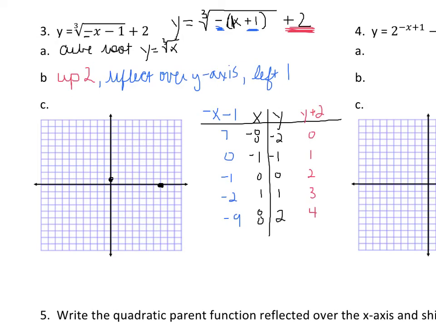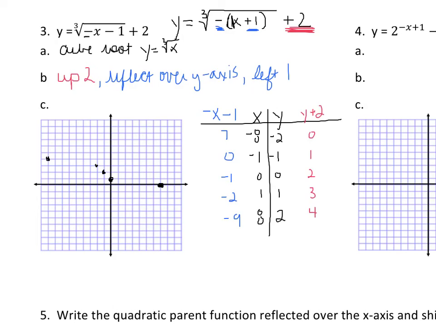Okay. Then we have -1, 2. Okay. And then we have -2, 3. And then we have -9, 4. So that's going to be right here.